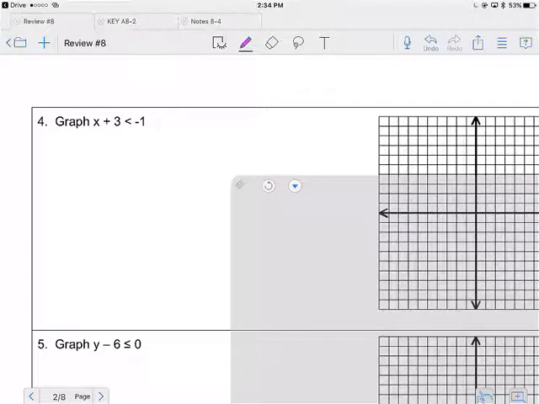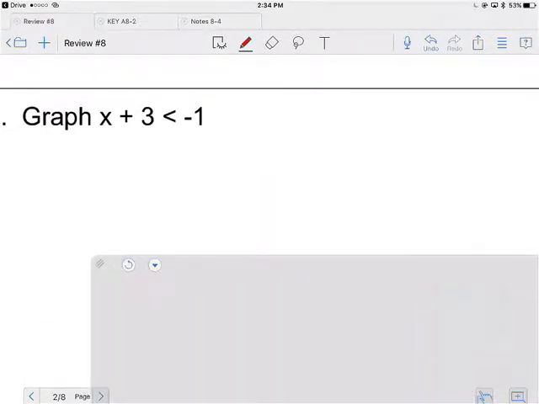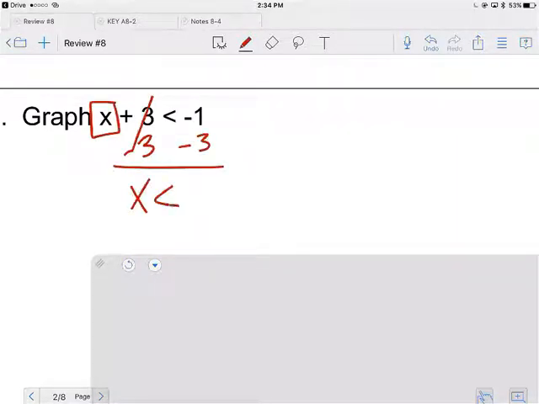Problem 4 asks me to graph x plus 3 is less than negative 1. First thing I need to do is solve for x, so I move the 3 to the other side. Negative 1 minus 3 is a negative 4.